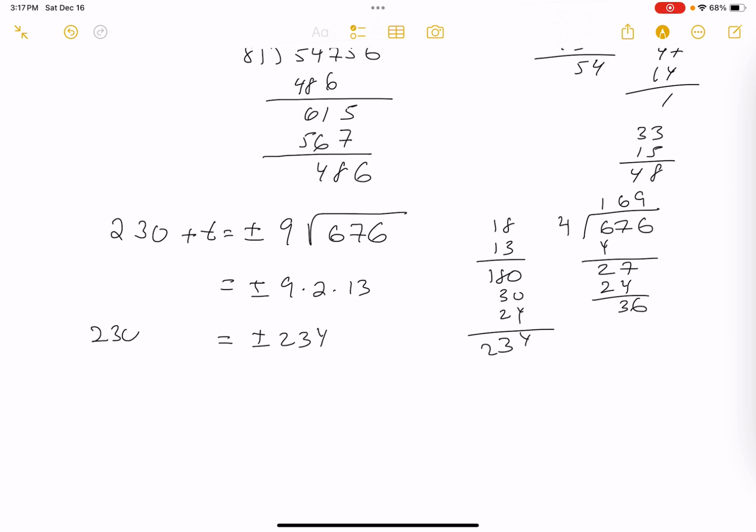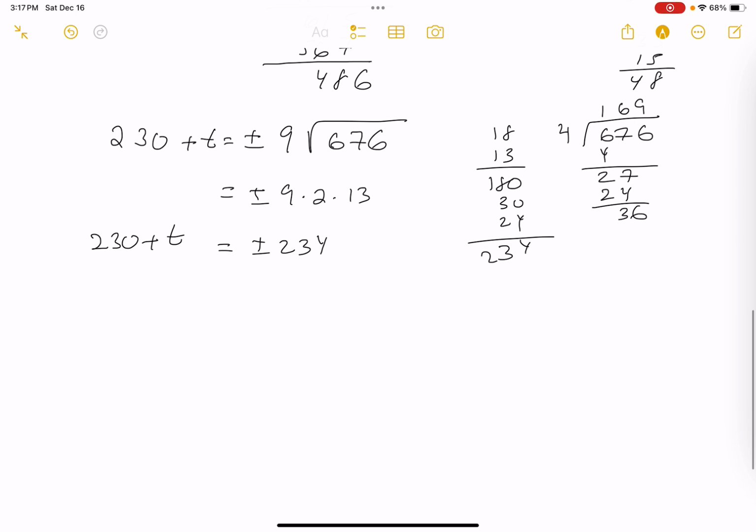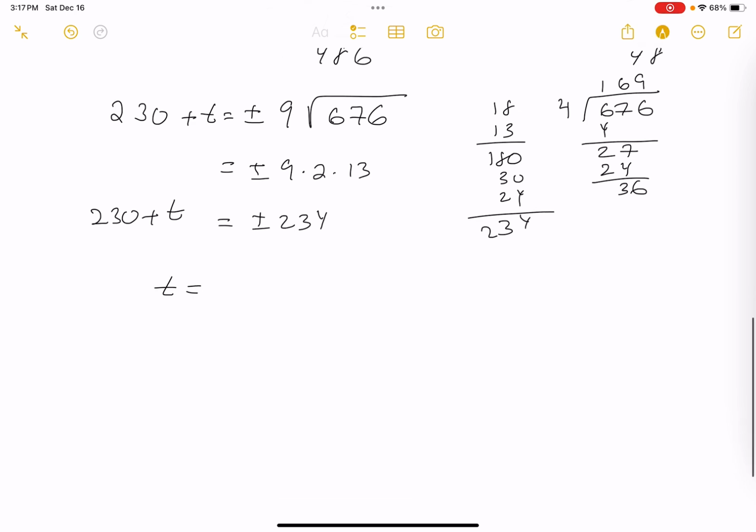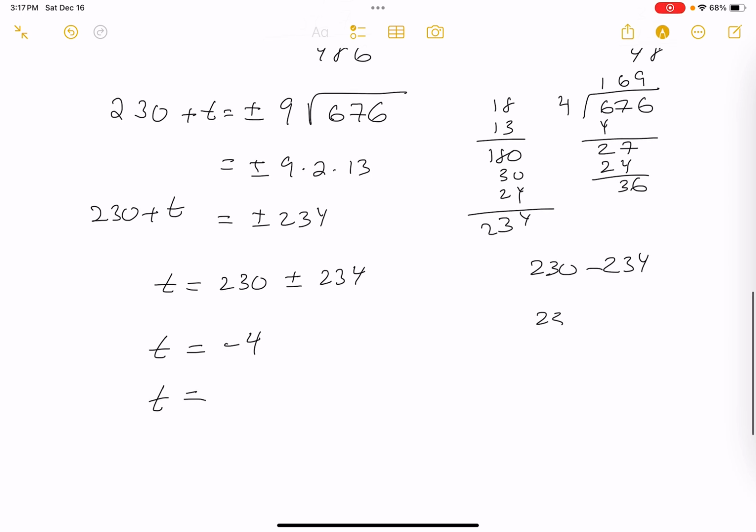And it's going to be 230 plus t is plus or minus 234. And I think I'm getting pretty close. So what's t going to be equal to? 230 plus or minus 234. So t could be 230 minus 234, and that is going to be minus 4. And the other one's going to be t equals 230 plus 234, which is 264.